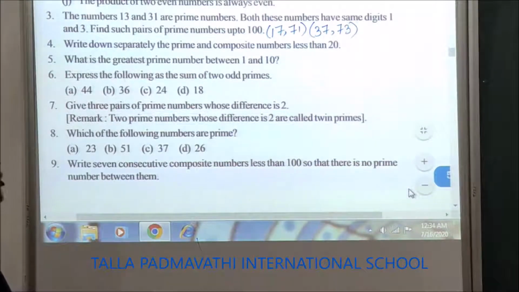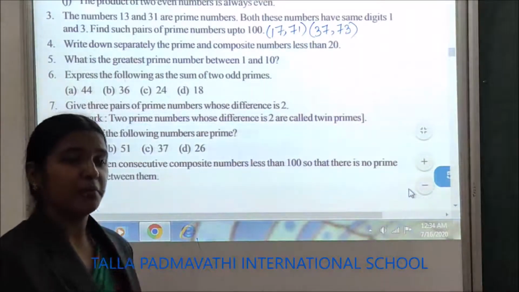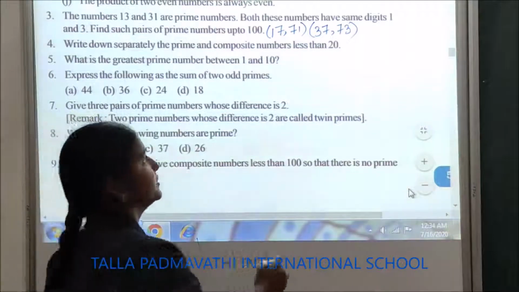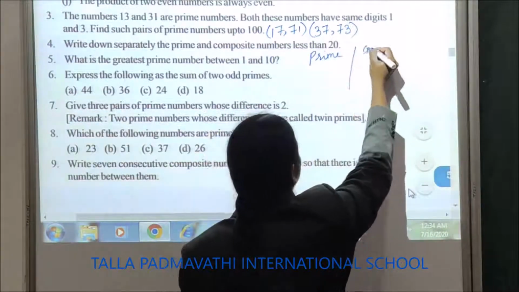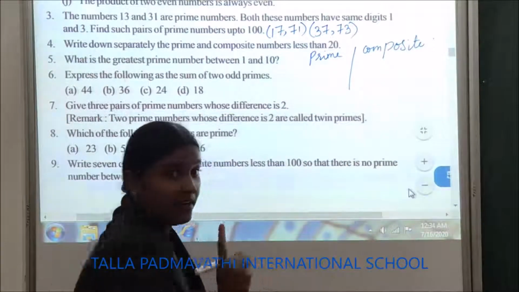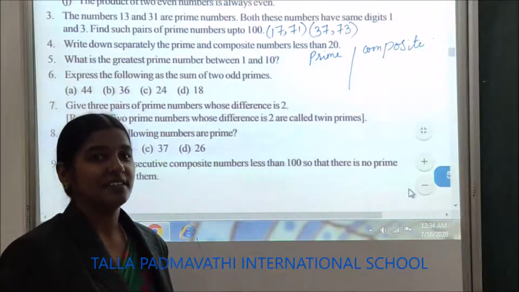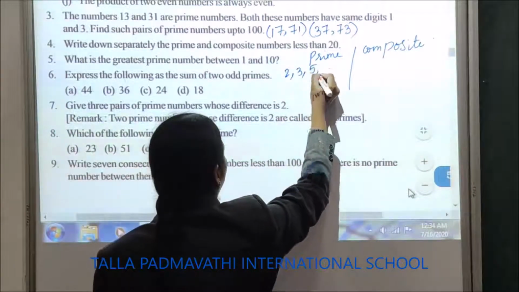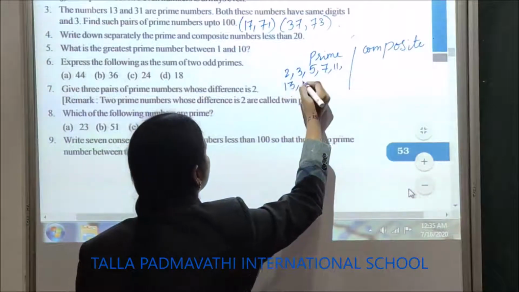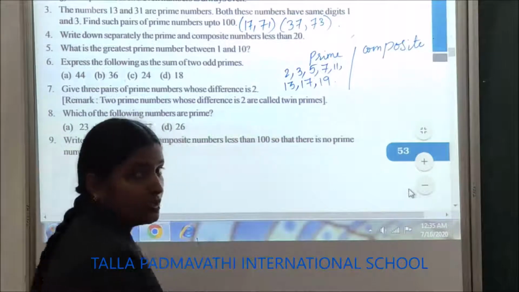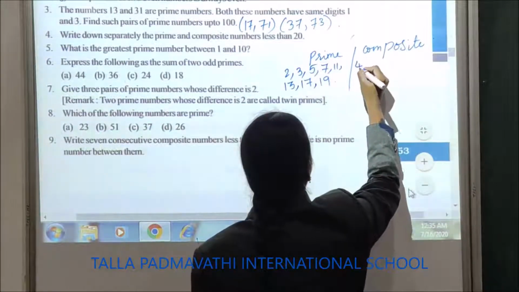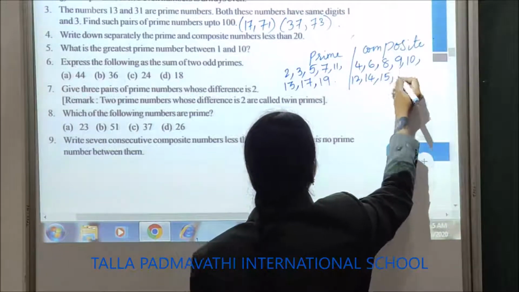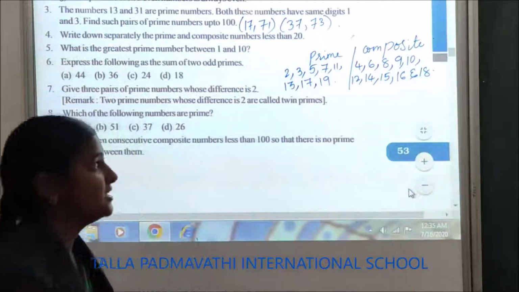Write down separately the prime and composite numbers less than 20. So they are asking you to write prime numbers and composite numbers separately, that are less than 20. So see here children, I am going to write prime numbers here and composite numbers over here. First we are going to take 1. Is 1 a prime number or composite number? Yes, it is neither prime nor composite. So we are not going to take 1. Next we are going to take 2, 3, 5, 7, 11, 13, 17 and 19. So these are the prime numbers less than 20, and next composite numbers 4, 6, 8, 9, 10, 12, 14, 15, 16 and 18 are the composite numbers less than 20.